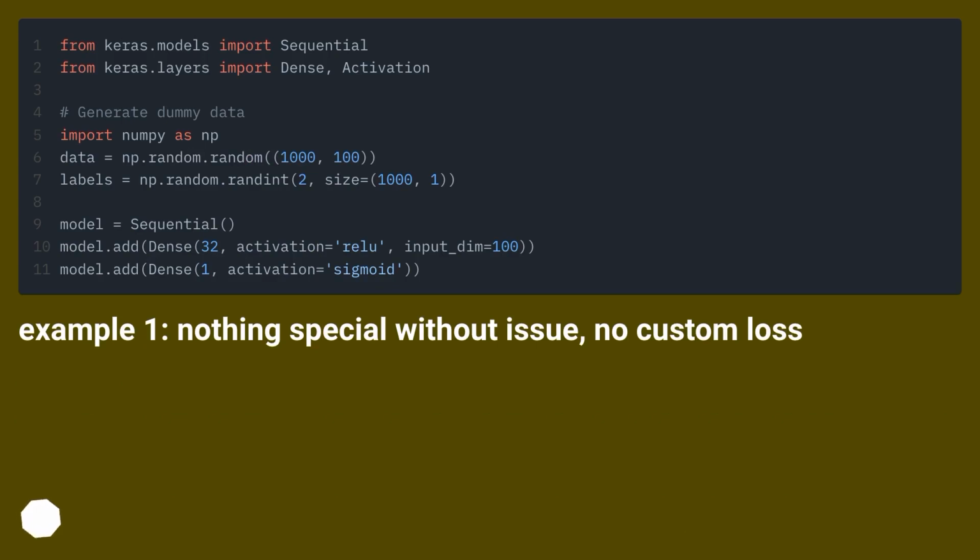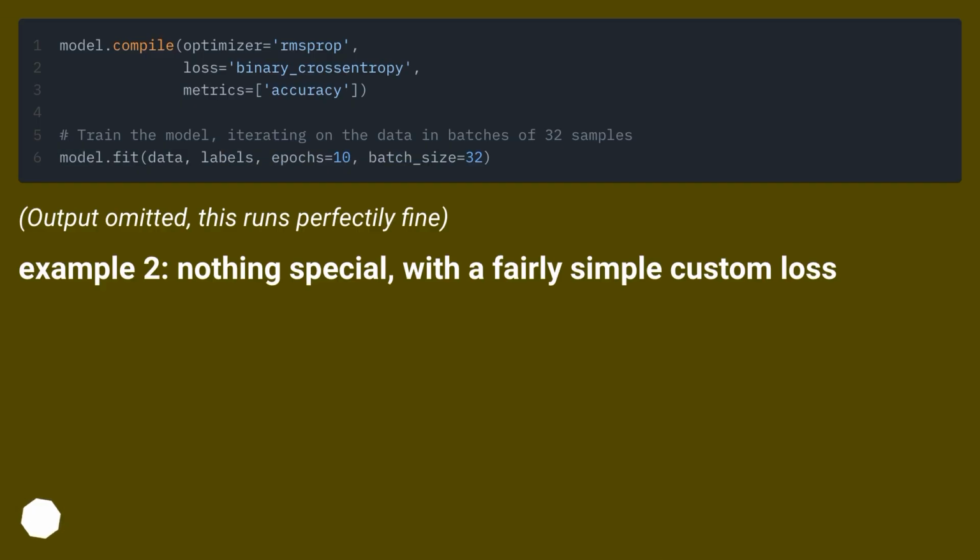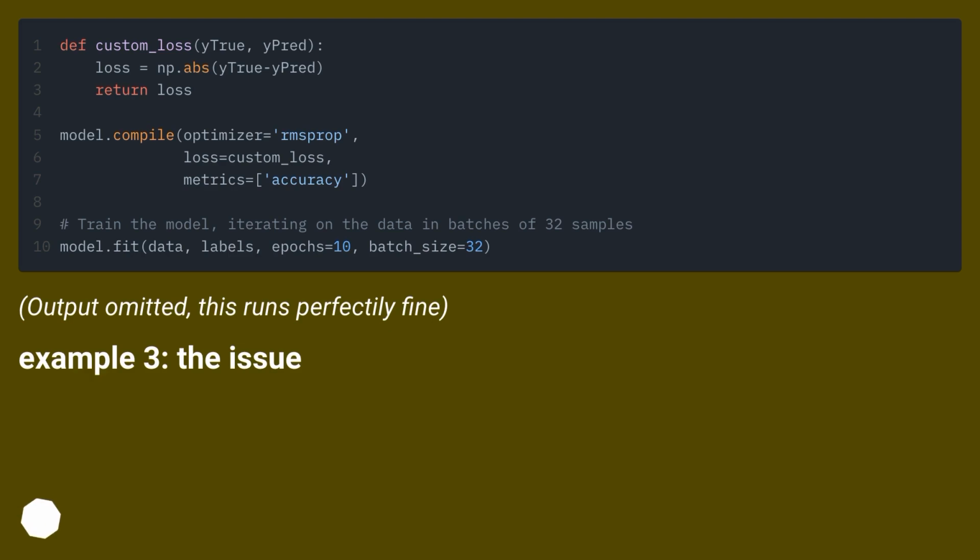Example 1. Nothing special, without issue, no custom loss. Output omitted. This runs perfectly fine. Example 2. Nothing special, with a fairly simple custom loss. Output omitted. This runs perfectly fine.